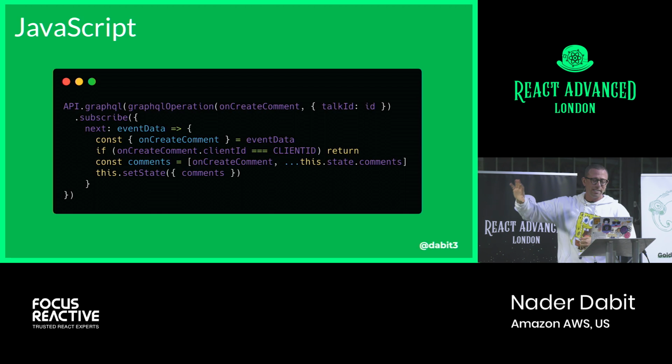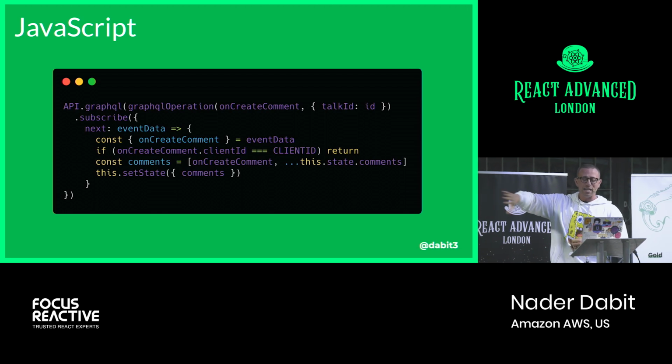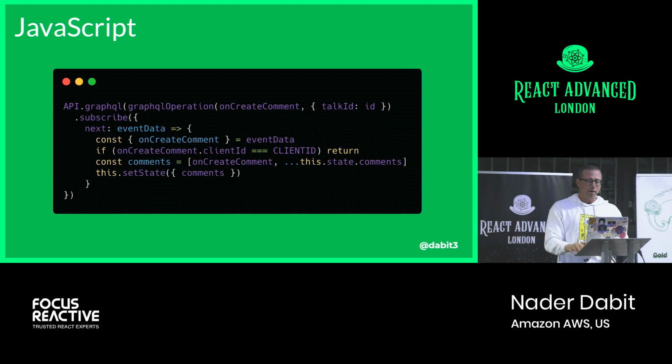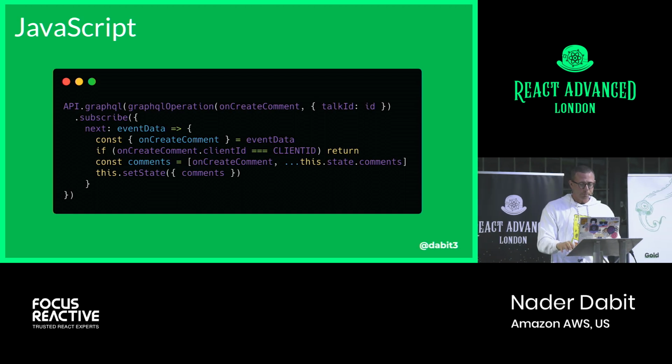What we basically did was take the existing comments and check to make sure that the person who created the comment isn't the one receiving it. If they are, we discard. If they're not, we then update the state and re-render to give the new list of comments.